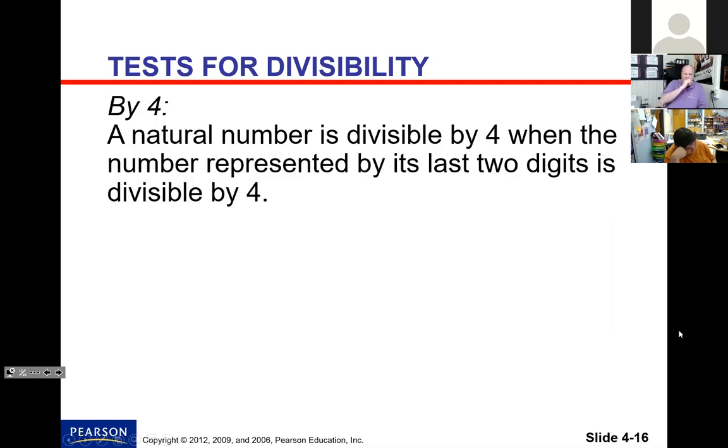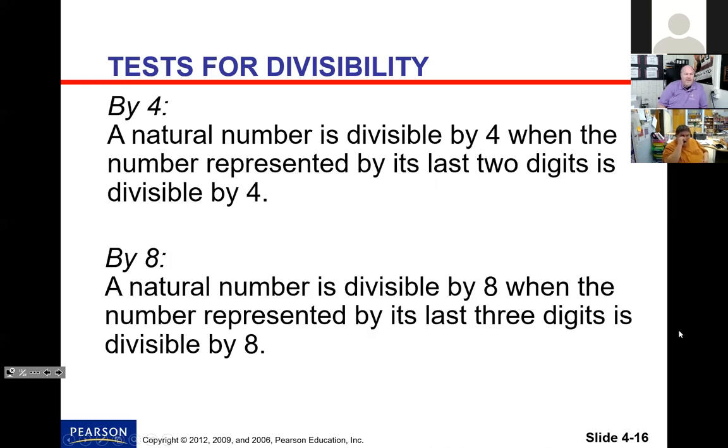Next one, divisible by 4. A number is divisible by 4 if the last two digits are divisible by 4. So for instance, if it ended with a 16, like 2,716, because 16 is divisible by 4, that whole number is divisible by 4. Okay. A natural number is divisible by 8 when the number represented by its last three digits is, okay, that's stupid. How many of you are going to know if the last three digits of a number are divisible by 8? Okay.